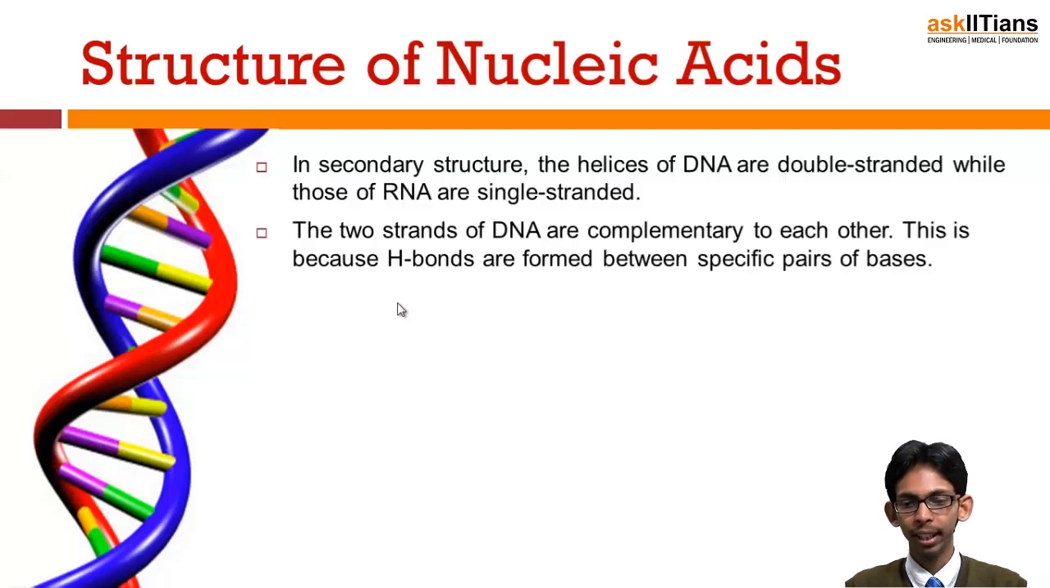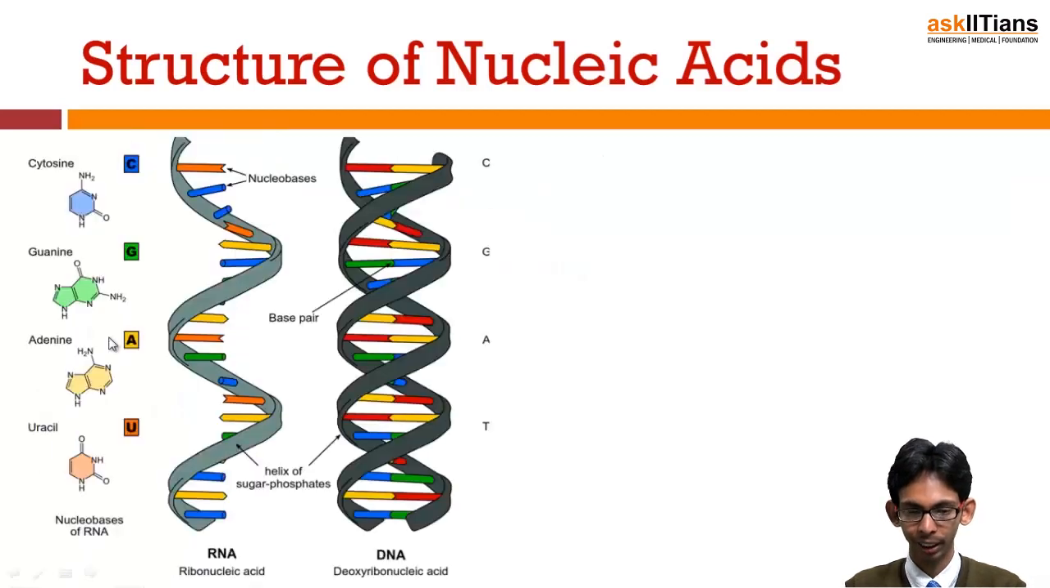Two strands of DNA are complementary to each other. This is because hydrogen bonds are formed between specific pairs of bases. I've told you that DNA is a double strand structure and it becomes helical in structure because of hydrogen bonding formed between the base pairs. But the hydrogen bonding is formed between specific pairs of bases, and that is why there is a specific pattern of the two strands, and those are complementary to each other. And this is the way the bond is formed actually.